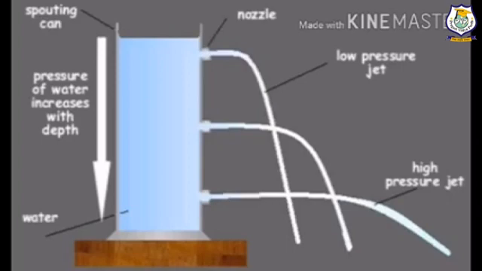You can see that as the depth is increasing, the water pressure is increasing. Now see the third hole. Here the depth of the water is greatest, so the water comes out with the greatest pressure and goes farthest from the plastic bottle, or you can say the container. So what will be the final conclusion? That means the pressure of a liquid increases with the depth.